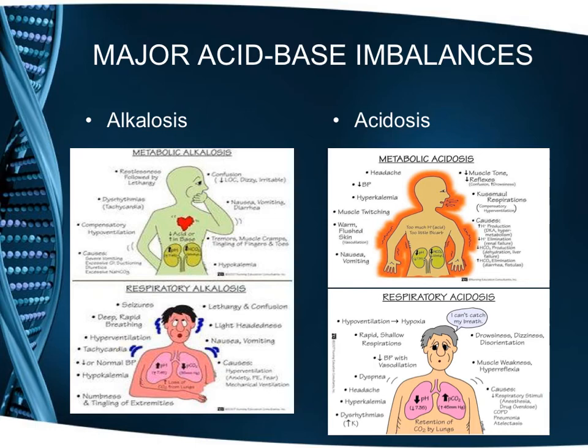IV therapy may be used to help alleviate an acid-base imbalance. Remember, though, that IV fluid has its own pH value and it may inadvertently contribute toward a pH imbalance. For those reasons, it is important to be familiar with acid-base imbalances. We will next briefly review the major acid-base imbalances: metabolic acidosis and metabolic alkalosis, and respiratory acidosis and respiratory alkalosis.